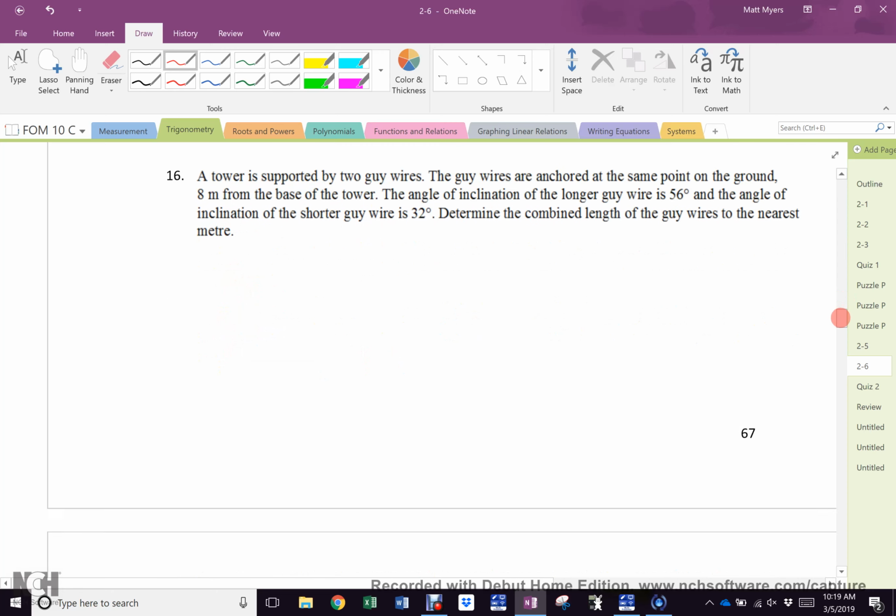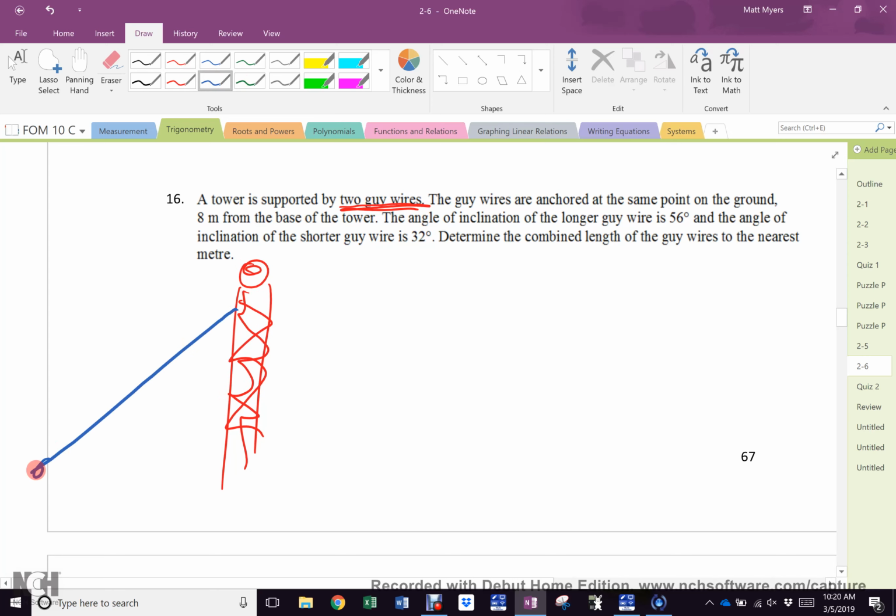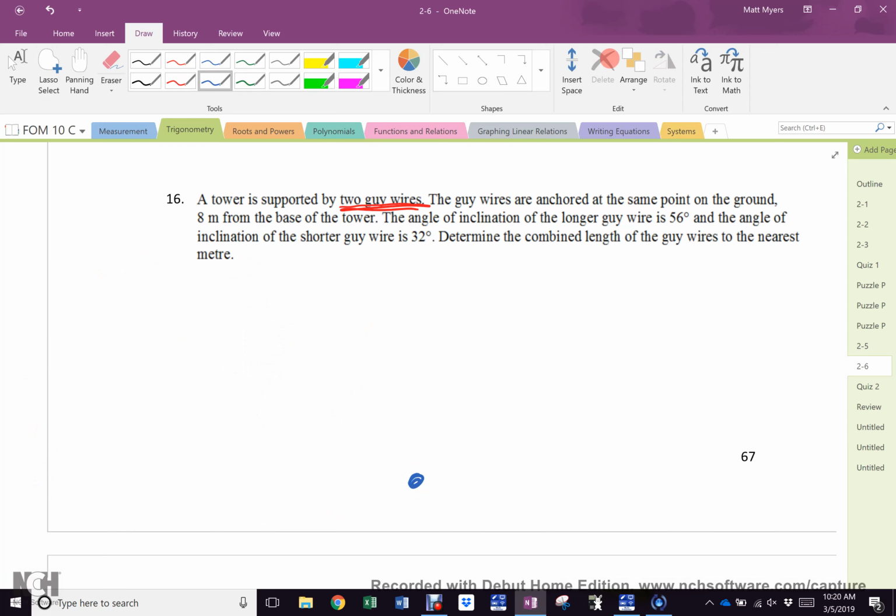The next problem. Number 16. I took this off of a provincial exam. It uses this phrase, 2 guy wires. You may not have heard that phrase, but you know what it is. If you look at a cell phone tower or a radio antenna, you see them, they stick up in the air. They've got a little light on top, right? Looks like this. And they've got wires going into the ground. That is a guy wire. It holds the thing up in the wind. So you can sort out how to draw it, but you needed to know what a guy wire was.